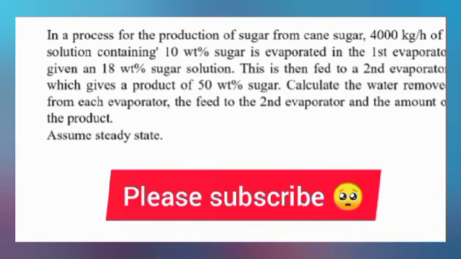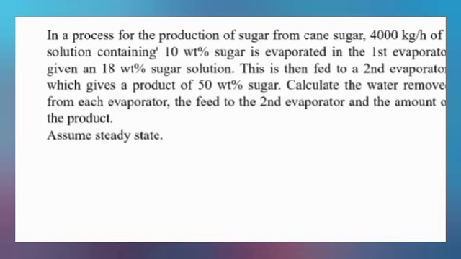In a process for the production of sugar from cane sugar, 4,000 kg per hour of a solution containing 10% by weight sugar is evaporated in the first evaporator, giving an 18% by weight sugar solution. This is then fed to a second evaporator, which gives a product of 50% by weight sugar. Calculate the water removed from each evaporator, the feed to the second evaporator, and the amount of the product formed, assuming steady state. So this question seems so technical. You can decide to pause this video and try solving it, but let's keep on solving this question together.